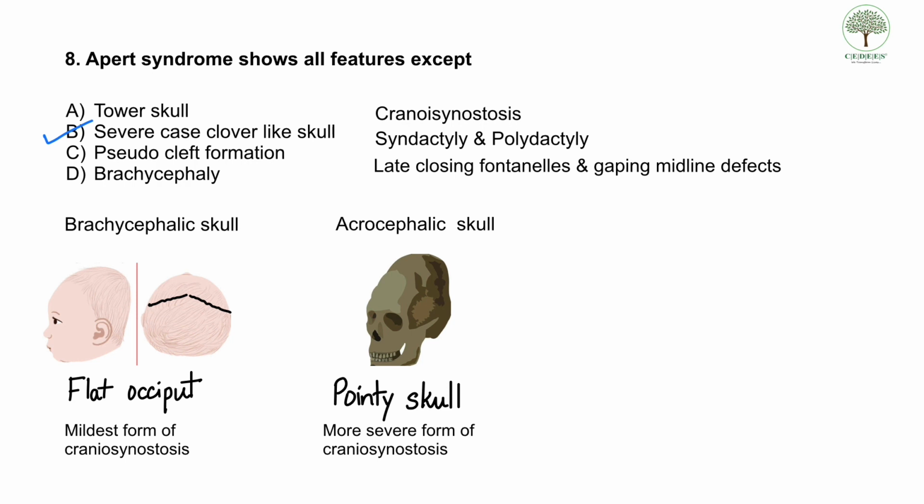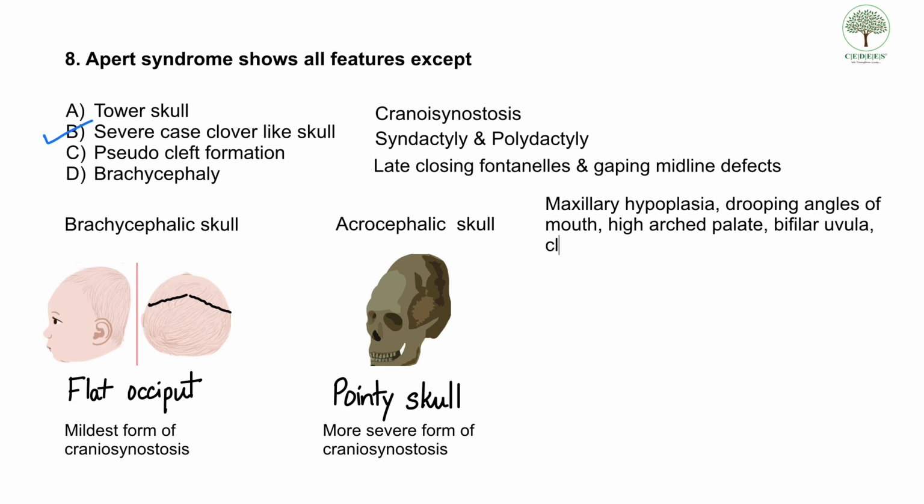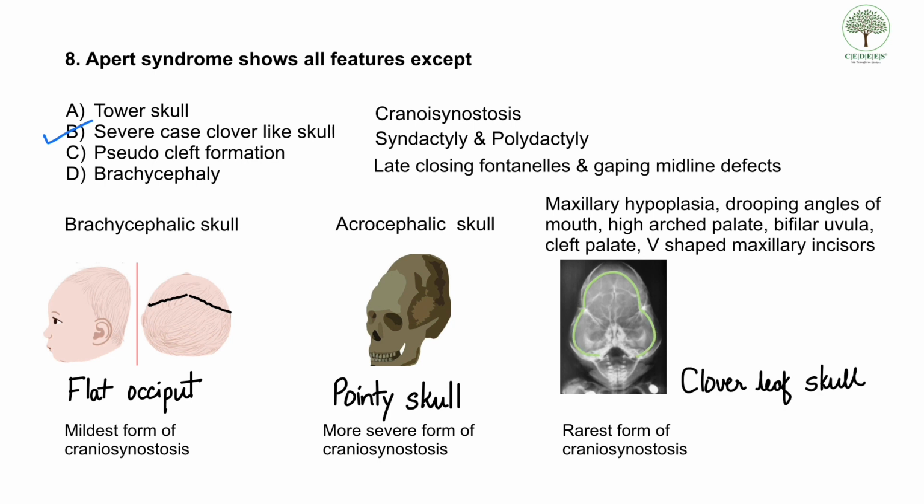Then, our third option, pseudo-cleft formation, we rule this out because the other features are maxillary hypoplasia, drooping angles of mouth, high arched palate. So, due to a high arched palate, we have pseudo-cleft formation or a bifid uvula, sometimes a proper cleft and V-shaped maxillary incisors. Now, your clover-like skull is actually a clover-shaped skull or a tri-lobed skull. This is the most severe and the rarest finding in Apert syndrome. There have been 3 cases in literature which have been documented. So that's why I'm saying out of the given options, we'll go for severe case of clover-like skull.